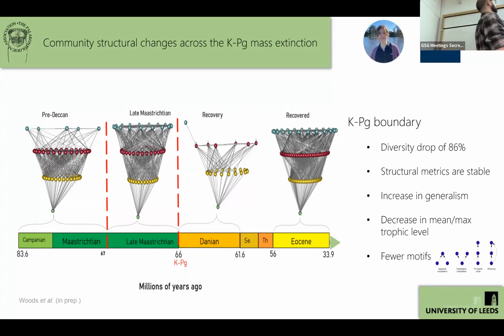So what we see, really interesting, a result that none of us expected to see, despite a diversity drop of 86%, most of our structural metrics remain fairly stable across the mass extinction event. We see some changes, but our broad scale measures of how the community is structured remain pretty much the same. There's no significant changes despite losing so many species.